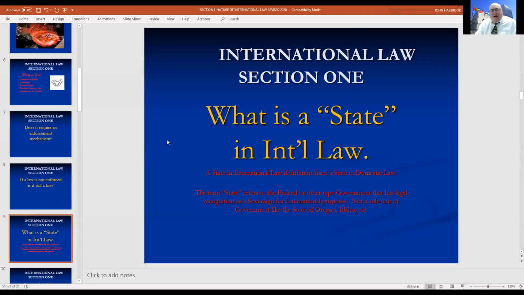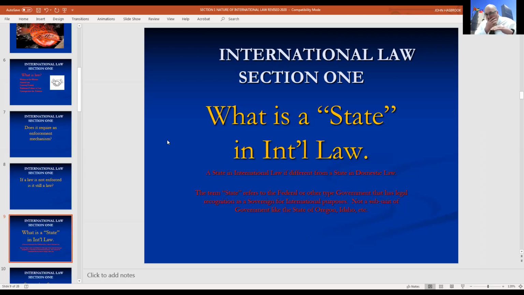Okay, this next slide, again just some basic introduction to international law, is the concept of what is a state. So when I use that word state here in the United States of America, we think of Oregon, California, New York, Florida, whatever, right? Those are all states. But it's different internationally. On an international level, the state of Oregon would not be considered a sovereign state. The state of Oregon, Idaho, Florida, et cetera, those are all lower level political entities.